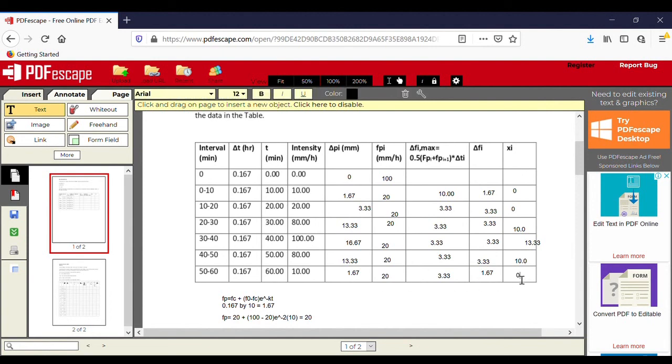So in order to report this, you would say the infiltration started at 10. So this is the value you're looking for. The infiltration started at 10.